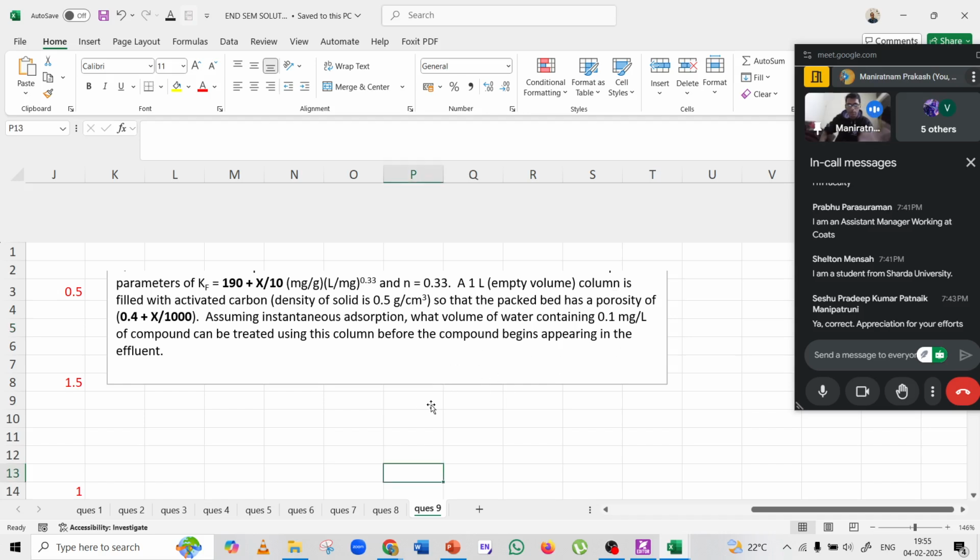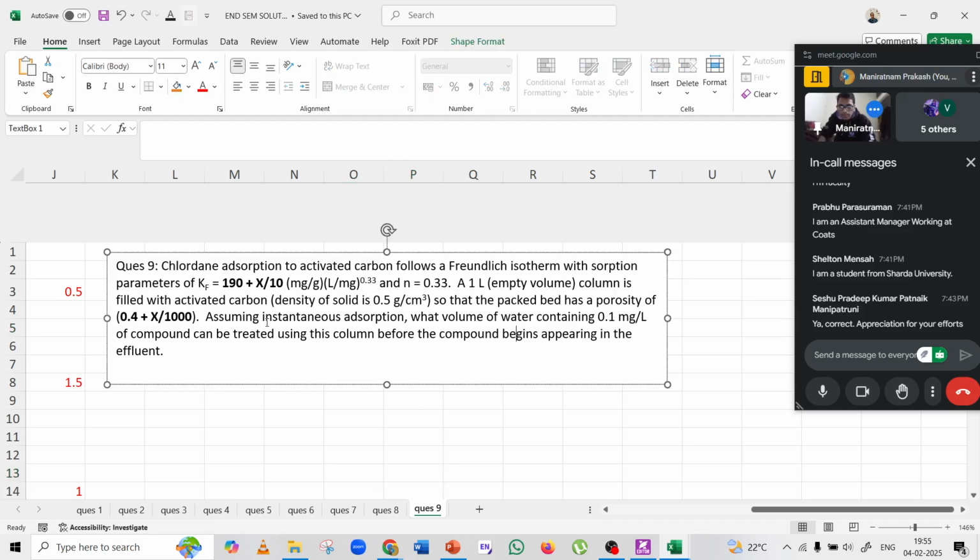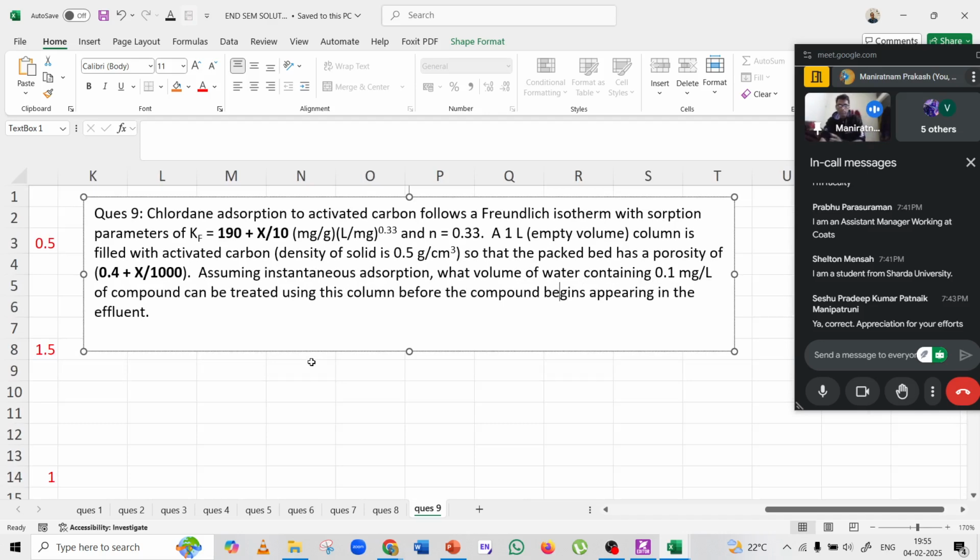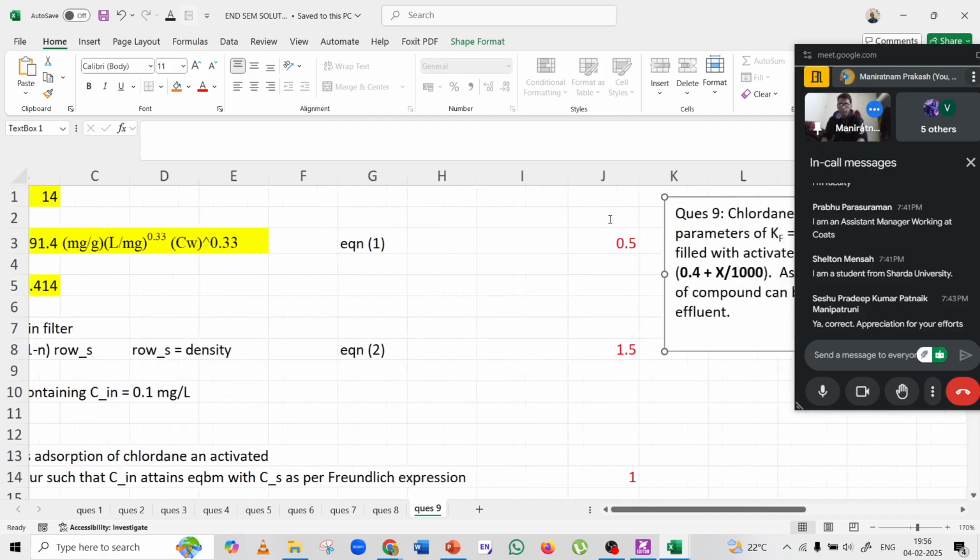But if you recall the formula, just take a screenshot of this question. I won't be explaining it to you, but the concept is similar. Here you have to use the Freundlich isotherm, and you have to find CE and all this. The challenge of this question is that you have to find how much volume of water has been treated, and for X you can use 14.